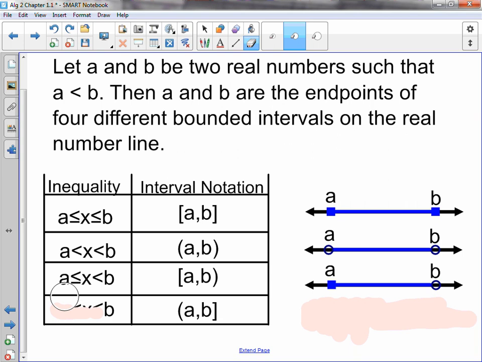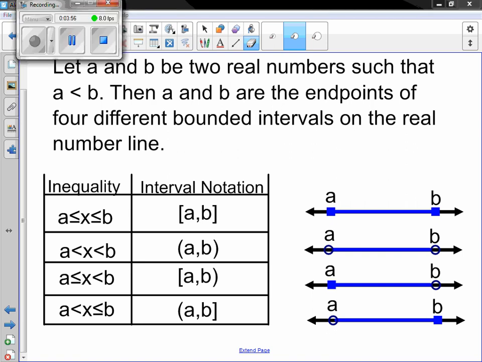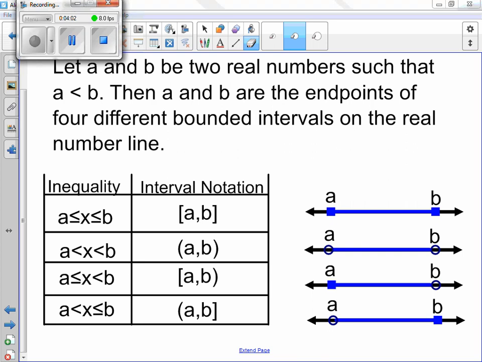In the other case, it's just the flip. A is not equal this time, but B is. So B would be filled in, and A would be left open. But that's all we talk about here for interval notation. It could be that they're both equal, so we have two brackets, or no brackets where we just have parentheses, or a bracket on one side or the other.